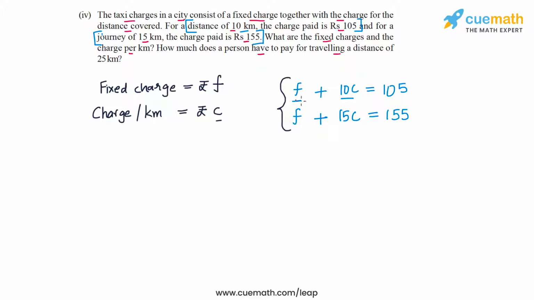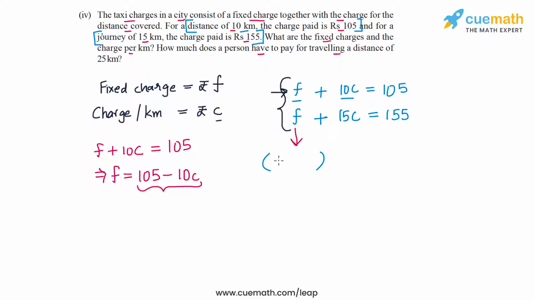So what we can do is take one of the equations and write one of the variables in terms of the other. So I will take the first equation and I will write f in terms of c. So we have f plus 10c is equal to 105. So from here I can write f is equal to 105 minus 10c. And this expression for f I will substitute into the second equation. So the second equation is f plus 15c equals 155. So instead of f I will write 105 minus 10c, and then we have this plus 15c is equal to 155.